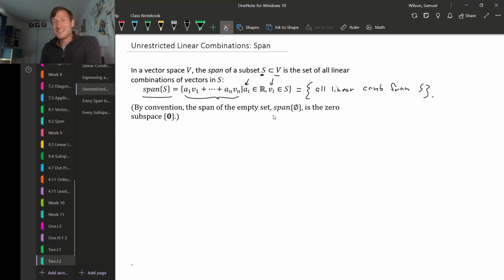By convention, incidentally, the span of the empty set, so this symbol here is the set that has no vectors in it, the span of a set with no vectors is the zero subspace, so the subspace consisting only of the zero vector.